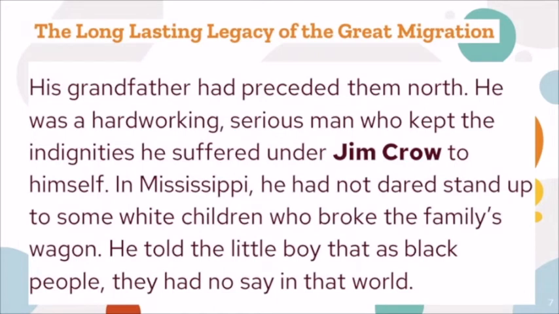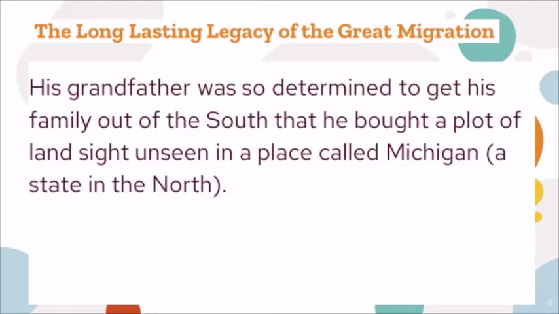His grandfather had preceded them north. He was a hard-working, serious man who kept the indignities he suffered under Jim Crow to himself. In Mississippi, he had not dared stand up to some white children who broke the family's wagon. He told the little boy that as black people, they had no say in that world. His grandfather was so determined to get his family out of the South that he bought a plot of land, sight unseen, in a place called Michigan, a state in the North.